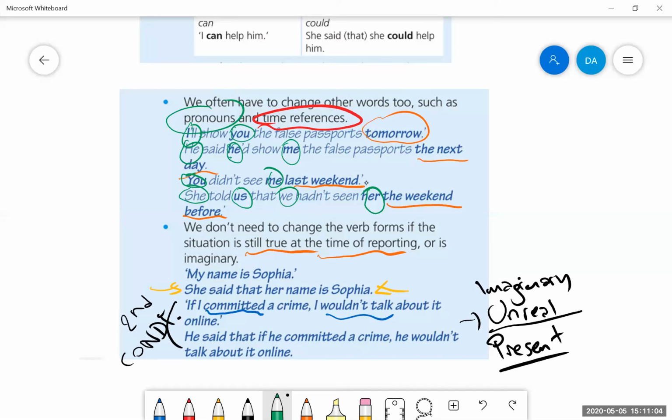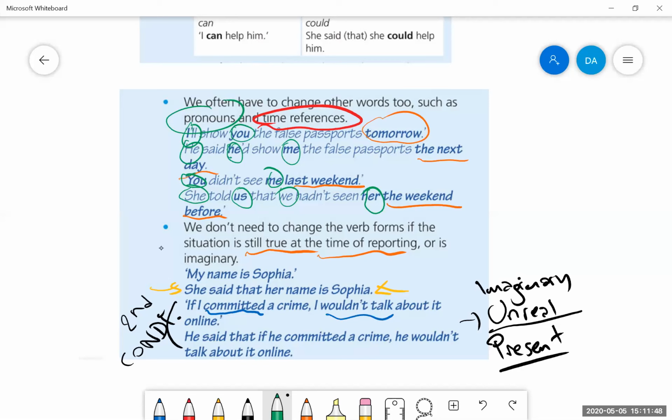You didn't see me last weekend. She told us that, taking you as the plural form, it is changed into we. We hadn't seen her the weekend before. You are free, of course. Okay, so she told us that we hadn't seen her the weekend before. We changed this you into we, taking it as plural, and this me into her because we are talking about she. And last weekend is changed into the weekend before.